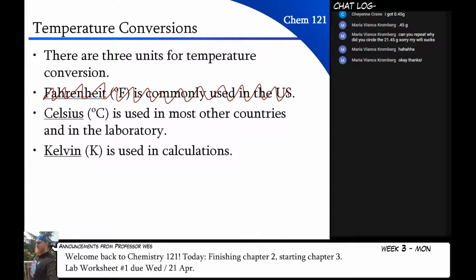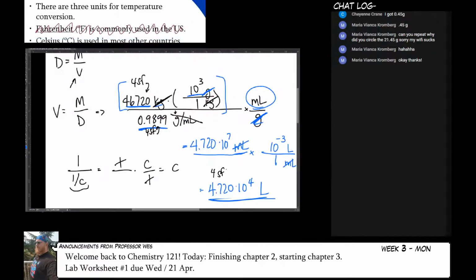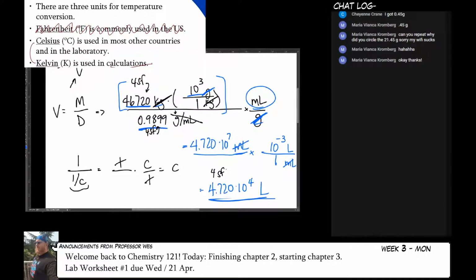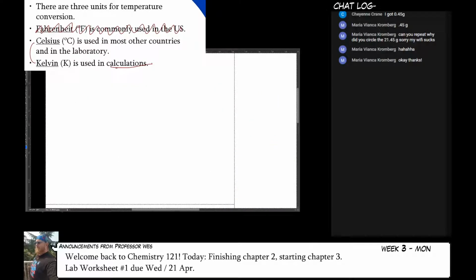Now, what the heck is Kelvin? Kelvin is actually used in calculations, and Kelvin's kind of special. Kelvin and Celsius are related to each other in the following way, and I'm going to show you that on a scale here. If I have the Celsius thermometer like this, and then the Kelvin thermometer like this, and we'll put the alcohol in there. I don't know why it's blue, but that's the color I have.